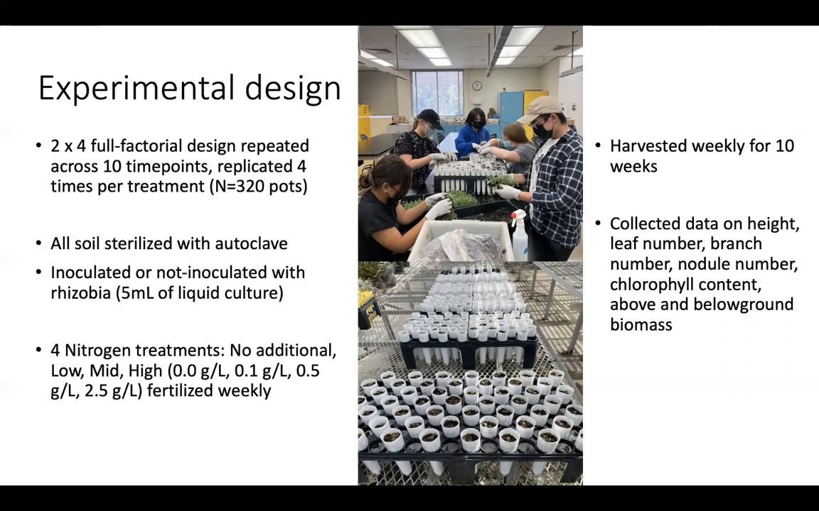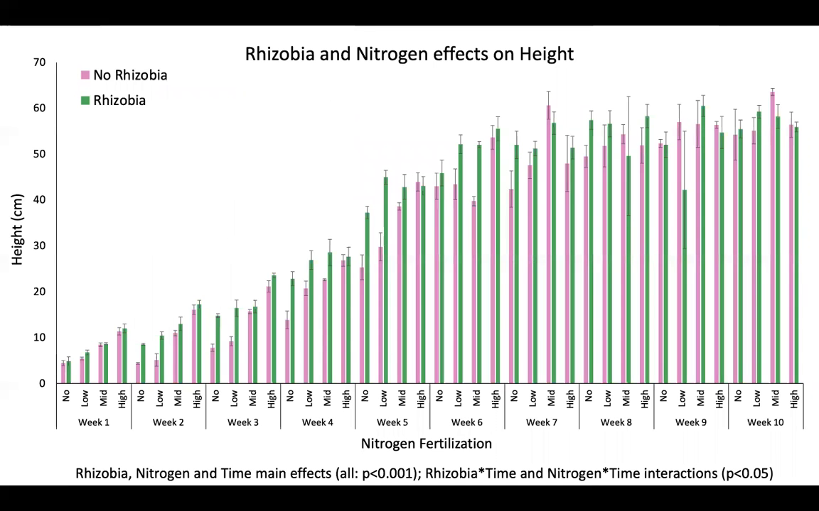At harvest, we collected data on height, leaf number, branch number, nodule number, chlorophyll content, and above and below ground biomass. First, let's look at how height varied across treatments over time. Here, we have pink bars representing our no rhizobia treatments and green bars representing our rhizobia inoculated treatments, with the 4 nitrogen treatments along our x-axis separated by week. On our y-axis, we have height measured in centimeters.